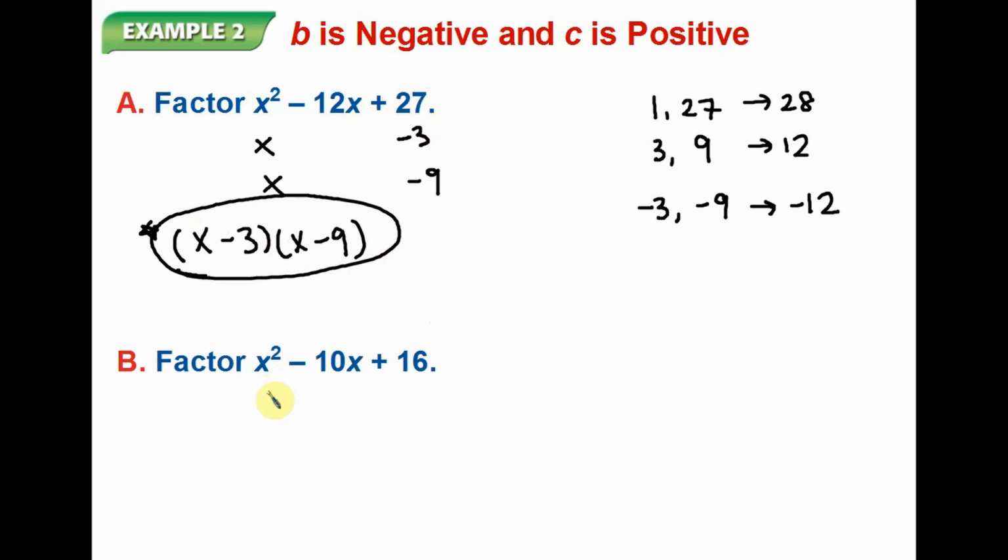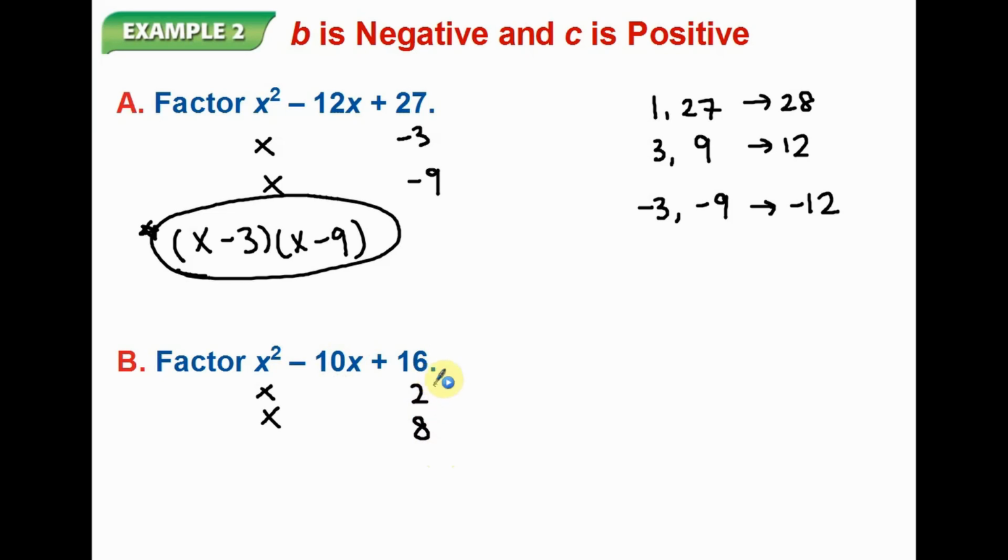Part B, if I want to factor this one, again, I'm going to write x times x to get x squared. The two numbers, when you multiply, you have to get 16, but when you add them, I have to get negative 10. If I have 2 and 8, they multiply to get 16, and when I add them, I will get 10. Except, again, this time you're looking for negative 10.